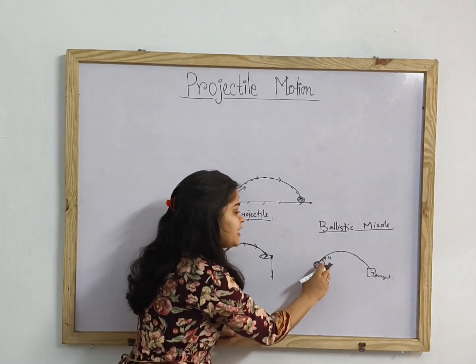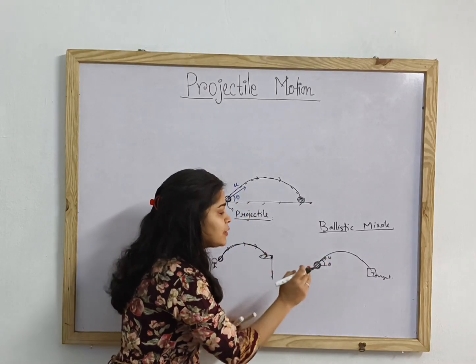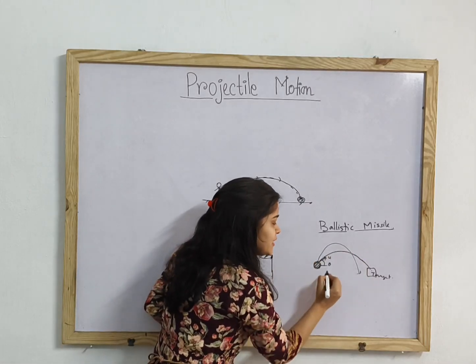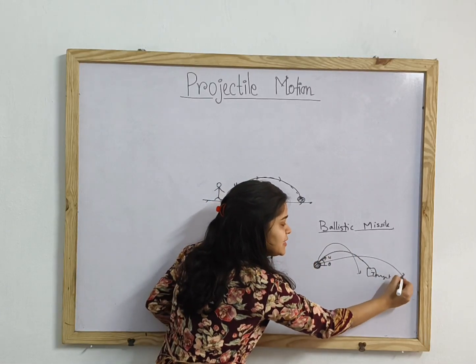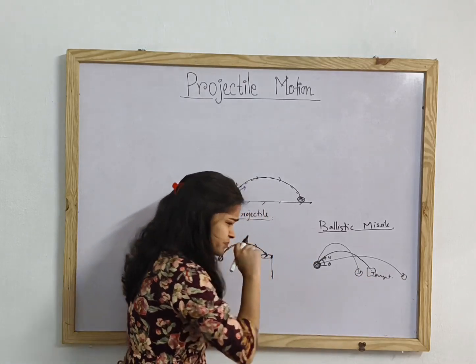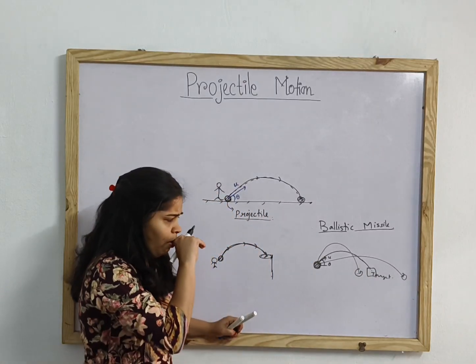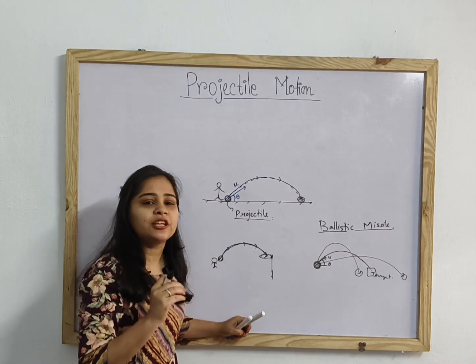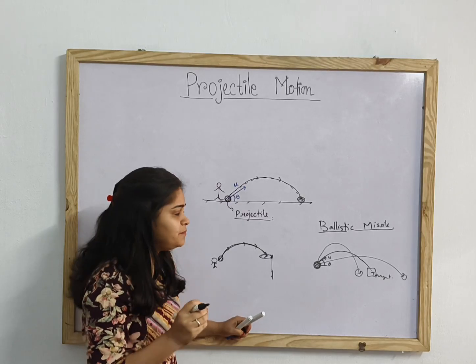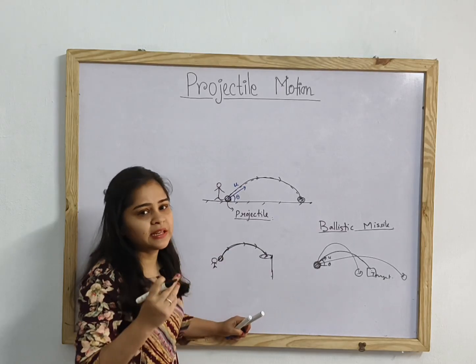Obviously, if you vary u or theta, the path will be different, like this, or like this. That means if you change the velocity or the angle, the missile will miss its target.